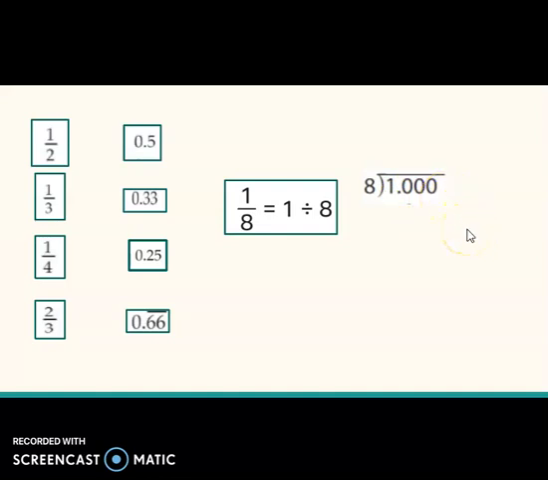Let's begin with our long division. 1 times 8 is 8. So when we divide, we get the remainder 2. Then we bring down 0. So 2 times 8 is 16. Next we are going to have remainder 4 and then we bring down the next 0. Next we have 5 times 8 is 40. So this is how 1 upon 8 could be written as a decimal equivalent as 0.125.